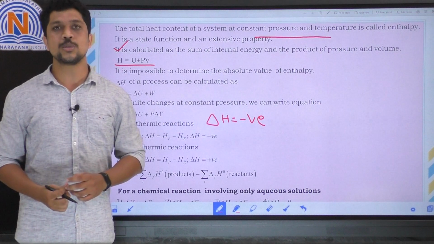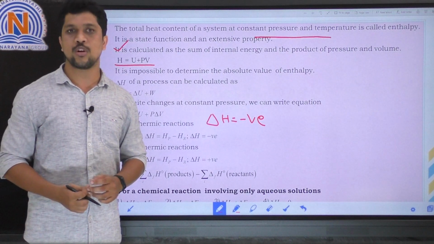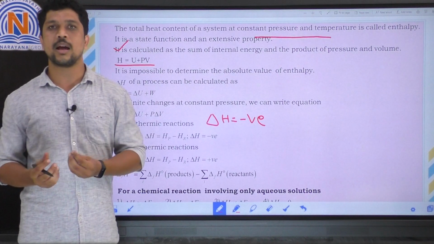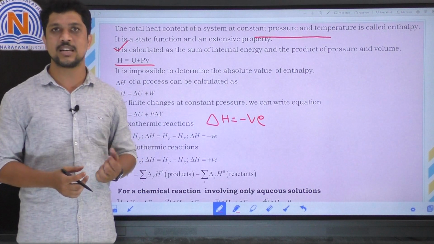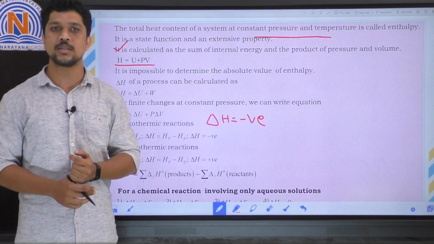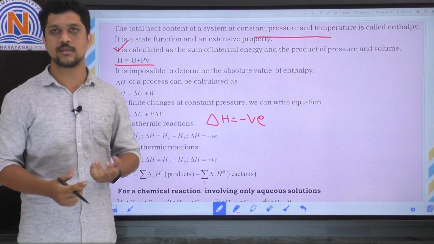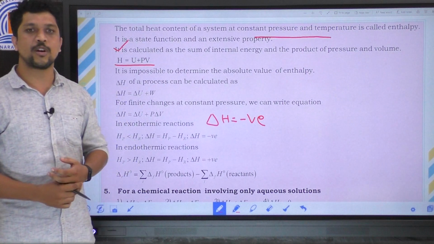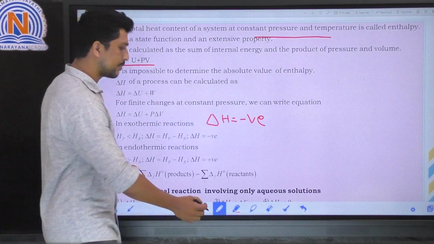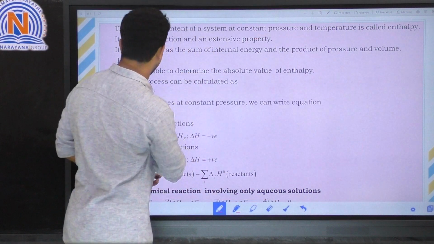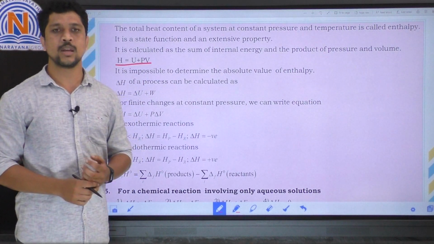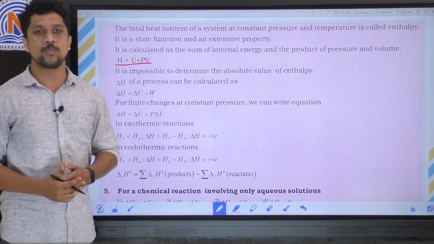So it is impossible to determine the absolute value of enthalpy. We can always determine the enthalpy change, that is delta H. For our process it can be calculated as delta H equal to delta U plus P delta V, that is work, right? So for finite changes at constant temperature, we can write the equation delta H equal to delta U plus P delta V.